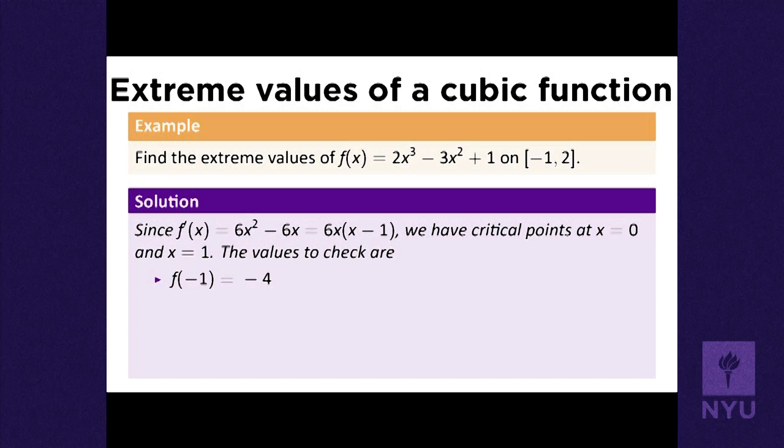Negative 2 minus 3 plus 1 is negative 4. What's f of 0? It's always easy to find f of 0 because you just look at the constant term of a polynomial. So f of 0 is 1. It's not too hard to find f of 1 quickly either because you can just add up the coefficients. 2 minus 3 plus 1, f of 1 is 0.